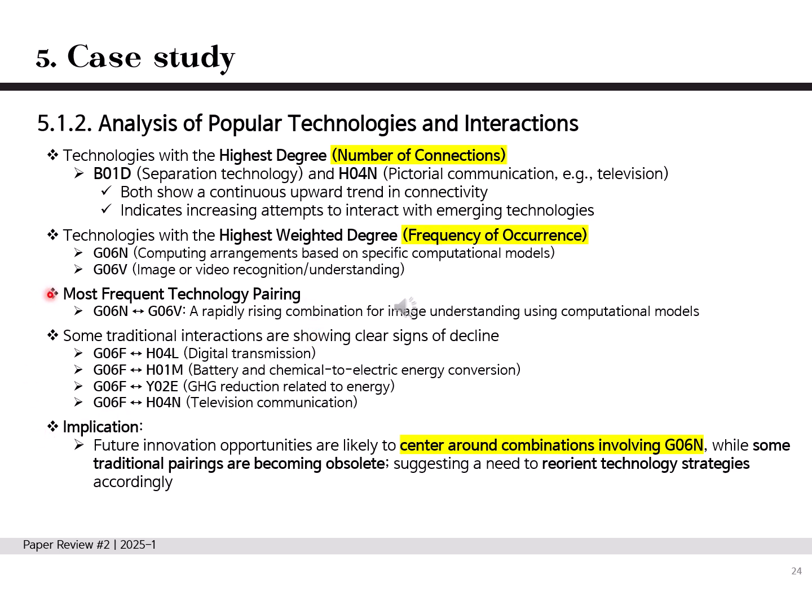And it shows that some of the traditional interactions are showing clear signs of decline. Examples are digital transmission, battery and chemical-to-electric energy conversions, or television communication. The implication is that future innovation opportunities are likely to center around combinations involving G06 nodes, while some traditional pairings are becoming obsolete, suggesting a need to reorient technological strategies accordingly.